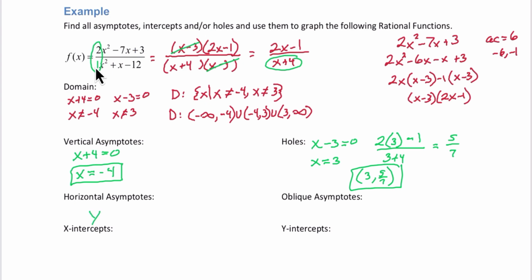That means the horizontal asymptote is y equals 2. We don't have an oblique. Since we have a horizontal, there is no oblique asymptote.